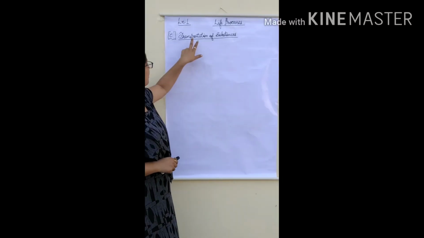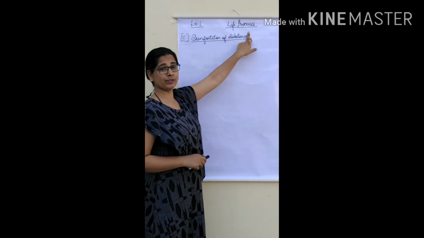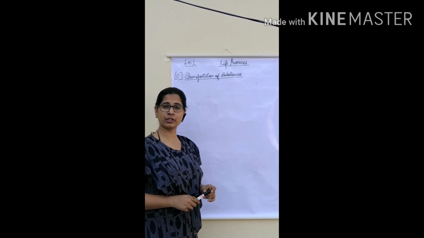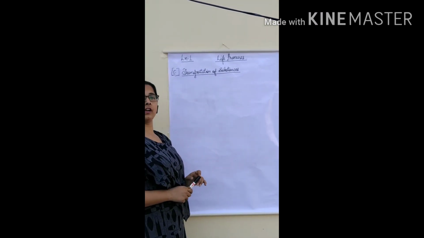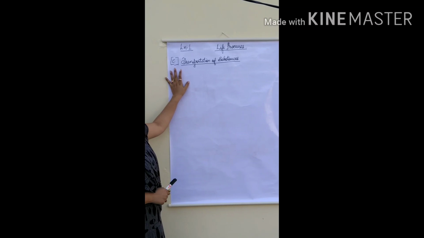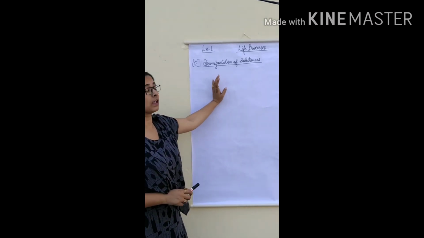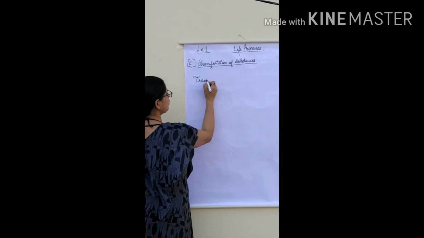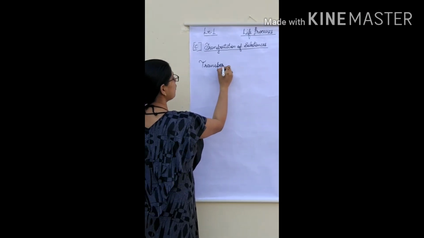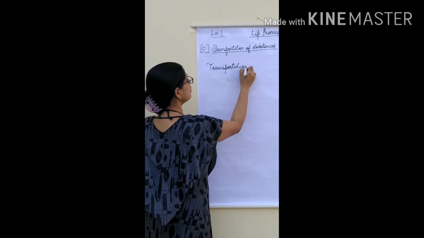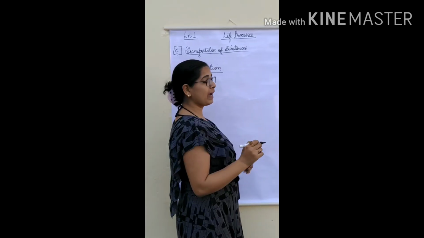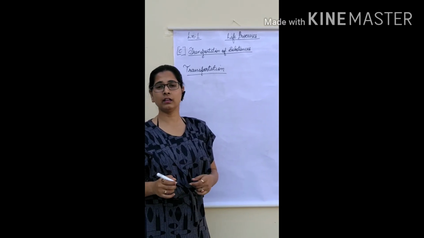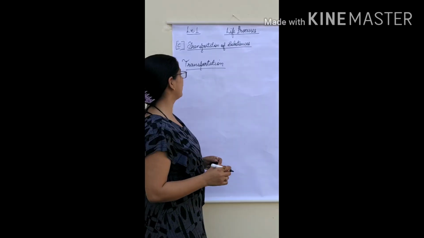Hi children, chapter lesson 1, life processes. In this chapter you have already studied the topics nutrition and respiration. Now we are moving to the third topic of the chapter, transportation of substances. As you know the meaning of transportation, transportation means carrying of objects from one place to another, like it happens in plants as well as in animals.